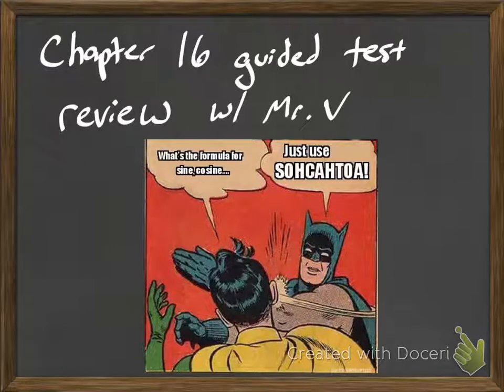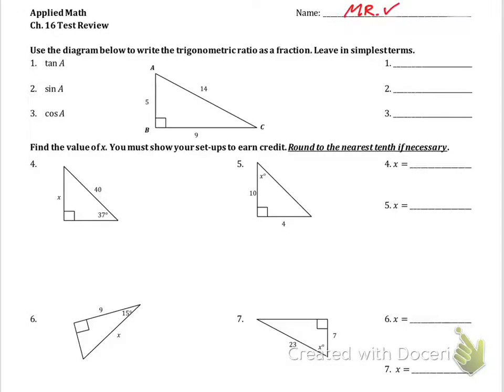This is the Chapter 16 Guided Test Review with Mr. B. We're going to be doing all of them. So first here we have: use the diagram to write the trigonometric ratio as a fraction. Leave in simplest terms, so that means we got to reduce.